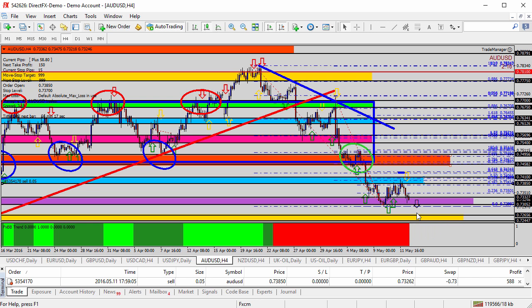Of course, currently we're protecting profit. My stop loss using the trade manager has now been moved to 15 pips of profit. So the worst case scenario is all of a sudden the market turns around, goes back up, takes us out with 15 pips of profit.